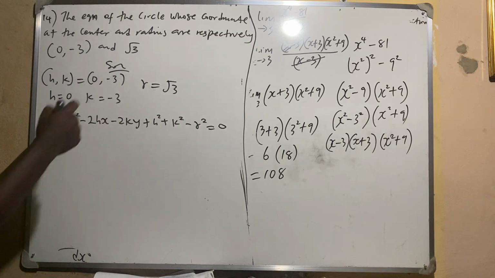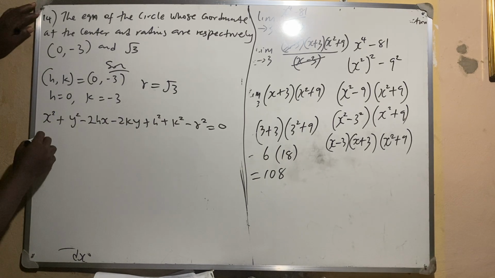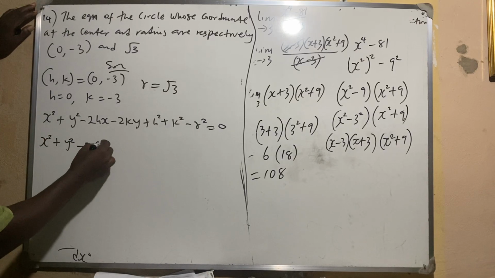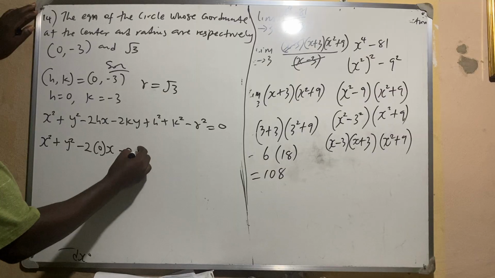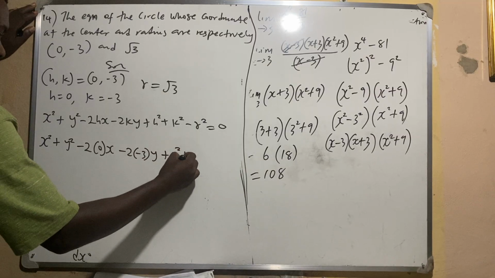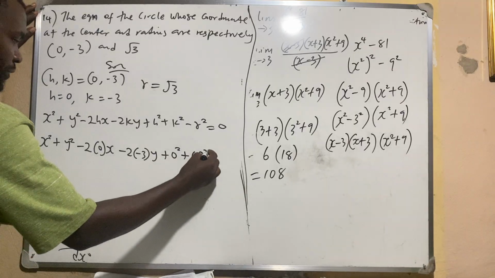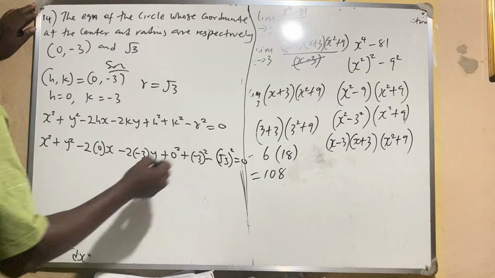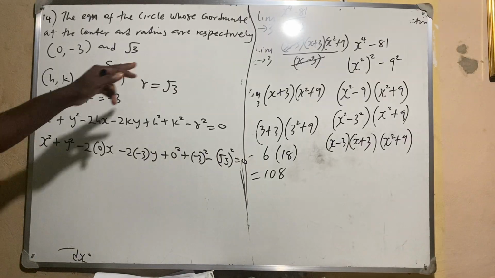So let us now put in everything. You now have x squared plus y squared minus 2 in bracket of 0, you put x, minus 2 in bracket of minus 3, you put y, then plus 0 squared plus minus 3 squared, then minus root 3 squared is equal to 0. The only thing you are substituting is just your h, k, and r.